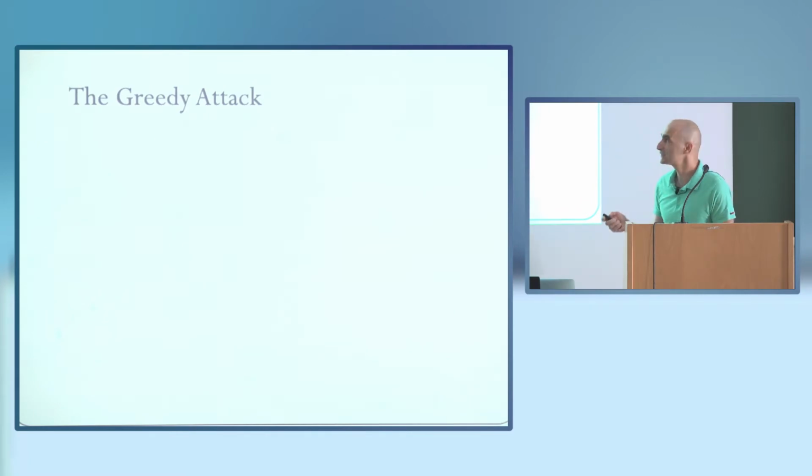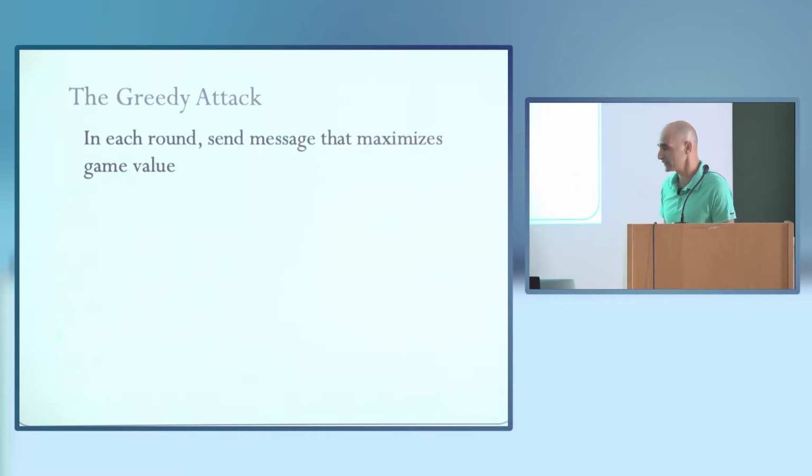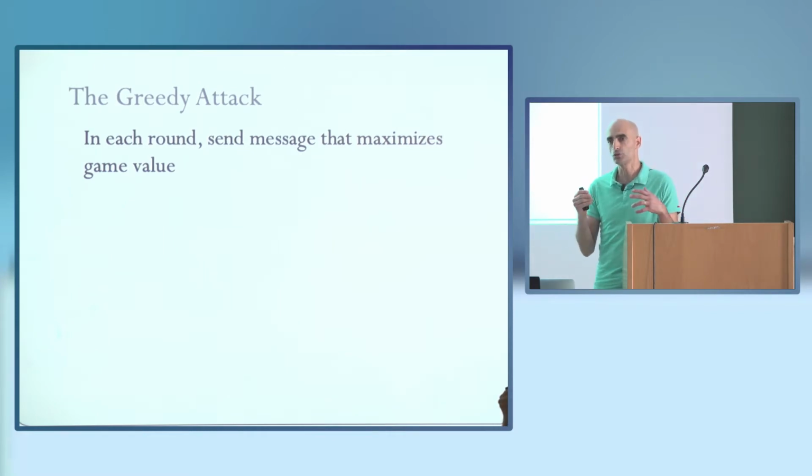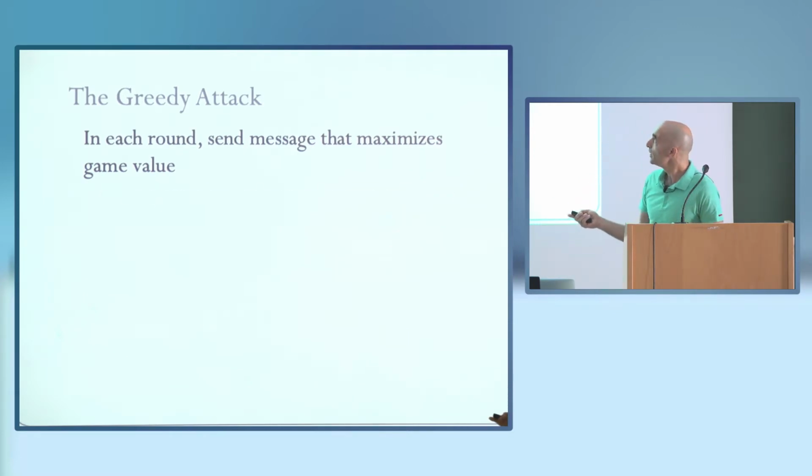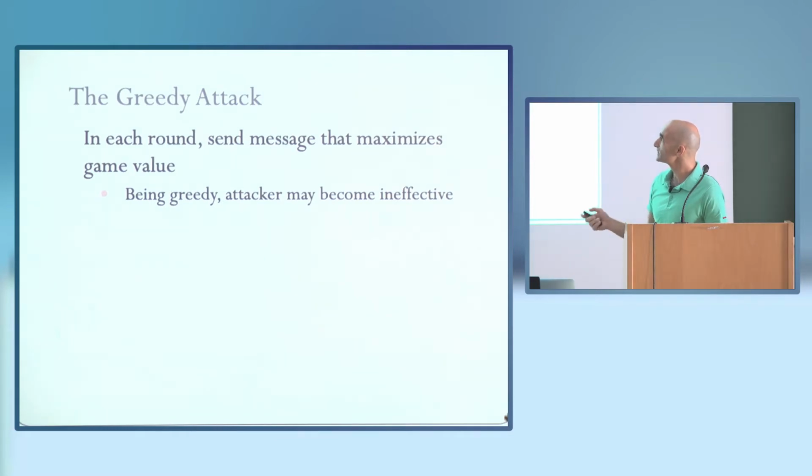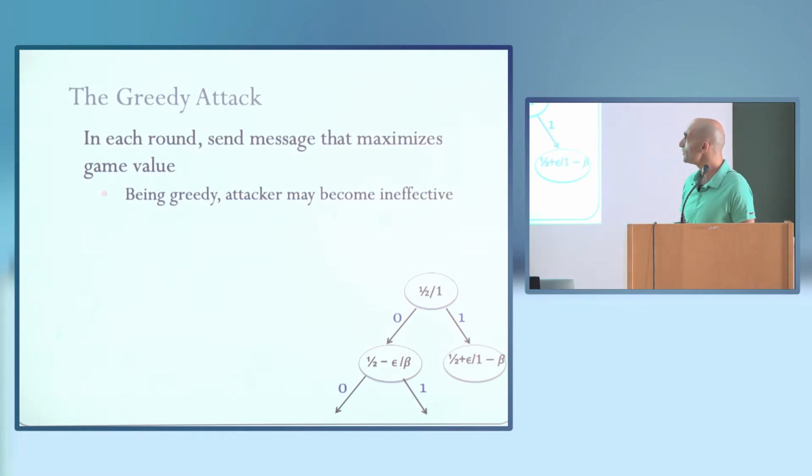Okay. So before going to the actual attack, I want to show you an example of a bad attack. It's a greedy attack. The greedy attack is an attack that in each round, what you're trying to do is to maximize the game value. So you see the partial transcript so far, and you estimate the game value given you're going to the right, given you're going to the left, and you take the maximum of those. And being such an attacker, you can actually very soon lose control over the protocol.